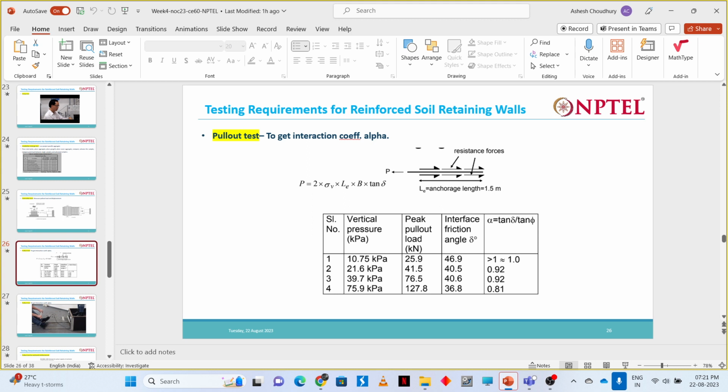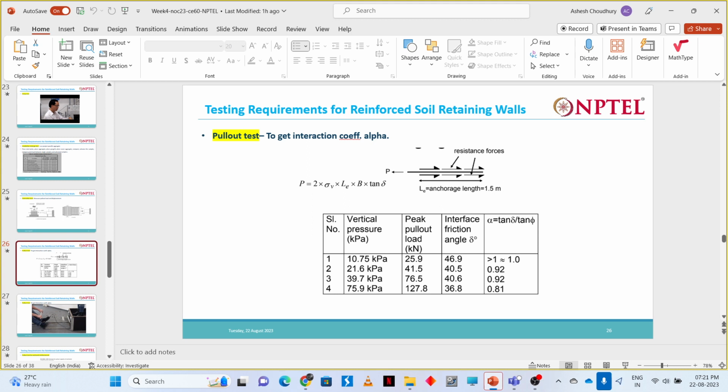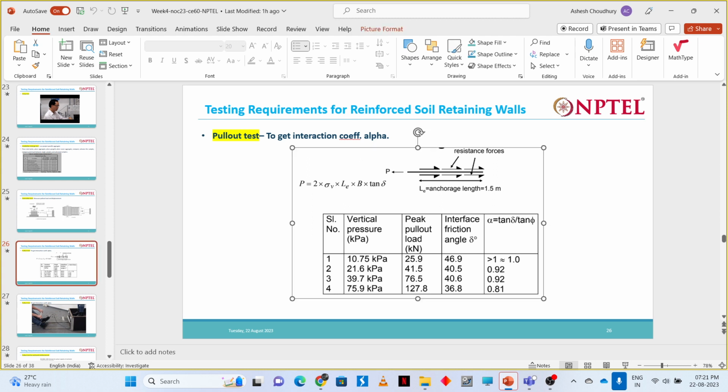So we find out this peak pull out load P, and then from this relation, we can determine this interface friction angle. This interface friction angle is nothing but the friction angle between the reinforcement and the soil. This delta you can determine, and from this delta, we can determine this alpha that we need to use. So let us see one video for this.